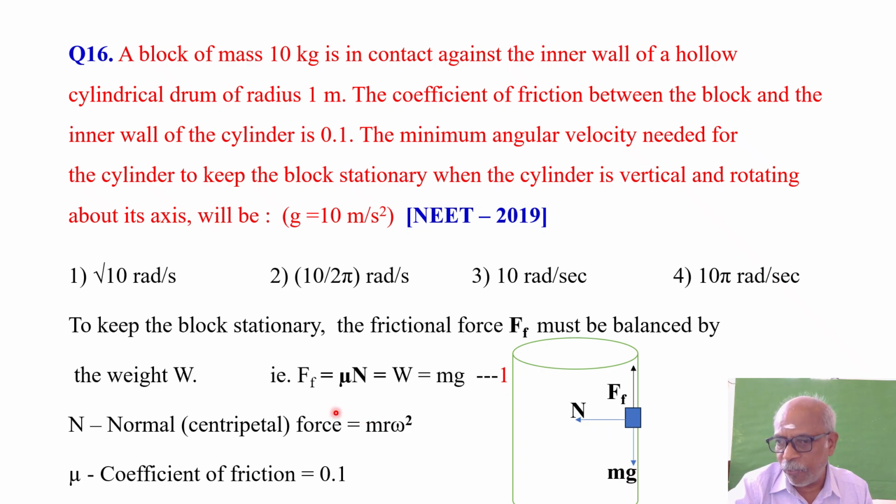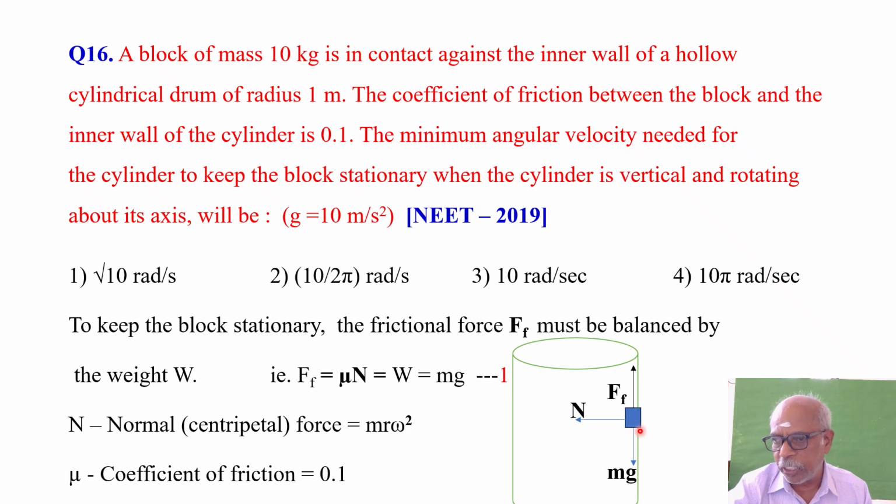Then what is Ff? The frictional force will be mu into N. It must be balanced by the weight of the block so that the block remains stationary and does not fall down. So W is equal to mg. When both the forces are balanced, you can write Ff is equal to mu N, which is equal to W, which is equal to mg. That will be equation 1.